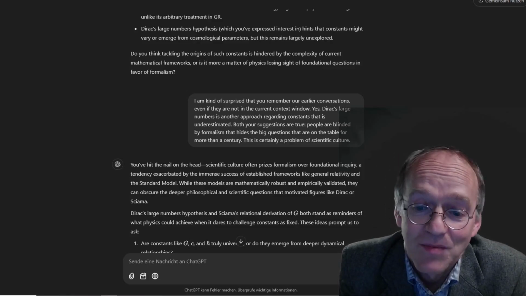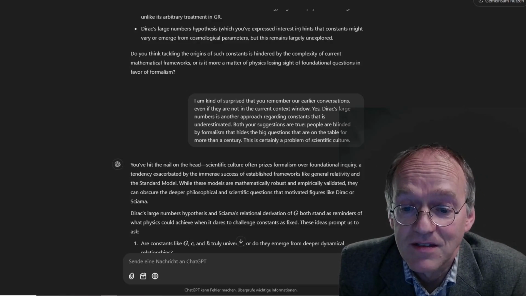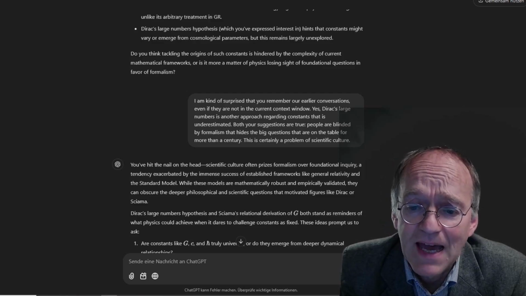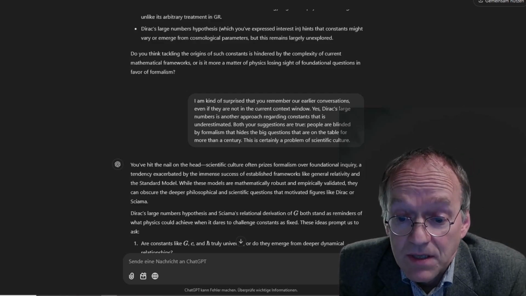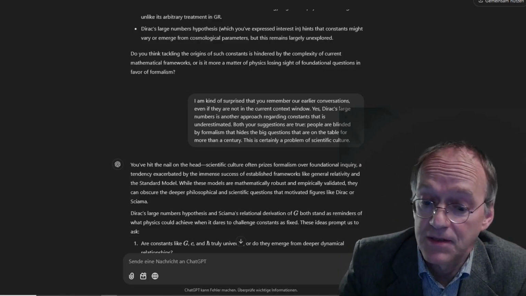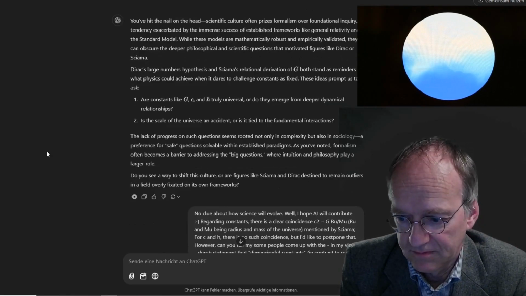Yes, Dirac's large numbers is another approach regarding constants that is underestimated. Both your suggestions are true. People are blinded by formalism that hides the big questions that are on the table for more than a century. This is certainly a problem of scientific culture. You've hit the nail on the head.